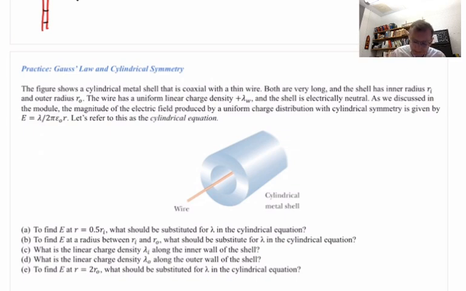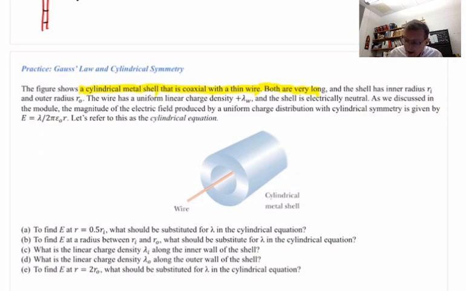So here's the drawing, or the discussion. You can see the figure here. The figure shows a cylindrical metal shell that is coaxial with a thin wire. They have the same axis. Both are very long, so warning, the picture seems to imply that the metal shell just stops. Nah, that's just their way of, they have to stop drawing it so you could kind of see things. But both things, the wire and the shell, go on and on and on, very long.